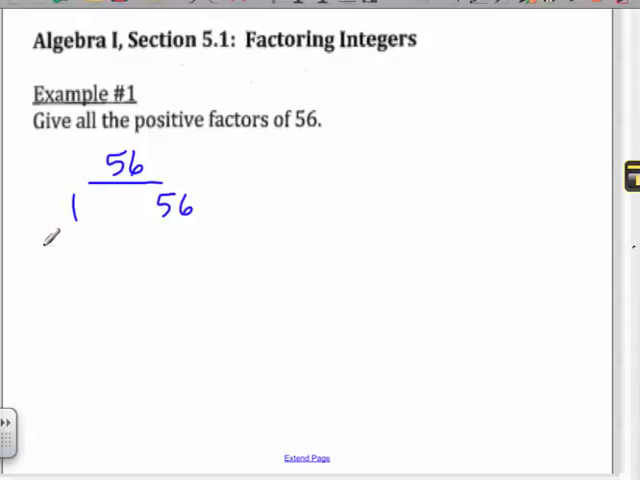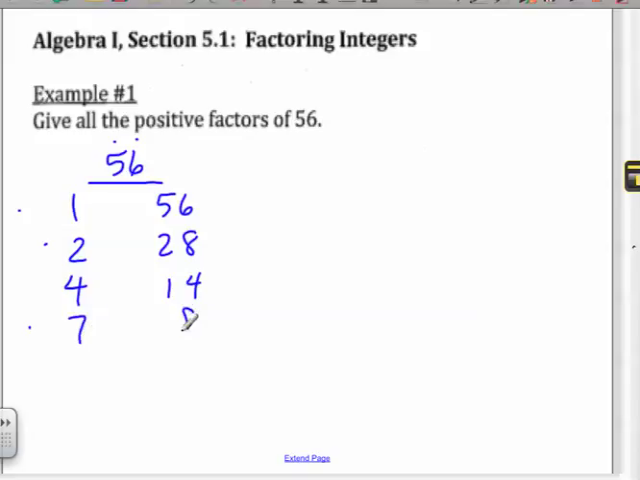Okay, does 2 go into it? Sure, because it's even. So 2 times 28. Okay. Does 3 go into it? You'll remember from 7th grade and 6th grade and 5th grade the rules of divisibility. If I add the digits 5 plus 6, and I get 11, 3 does not go into 11, so it doesn't go into 56 either. Okay. 4 does go into 56. It goes into it 14 times. Okay. 4 times 14. 5 doesn't go into it because it doesn't end in a 5 or a 0. Okay. 6 doesn't go into it. 7 does go into it.